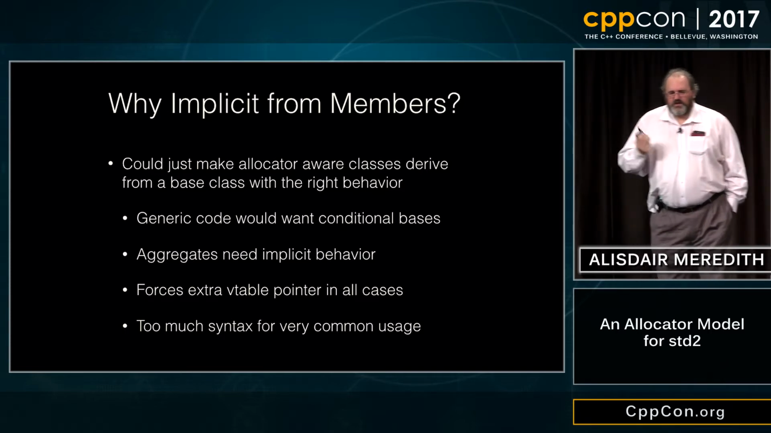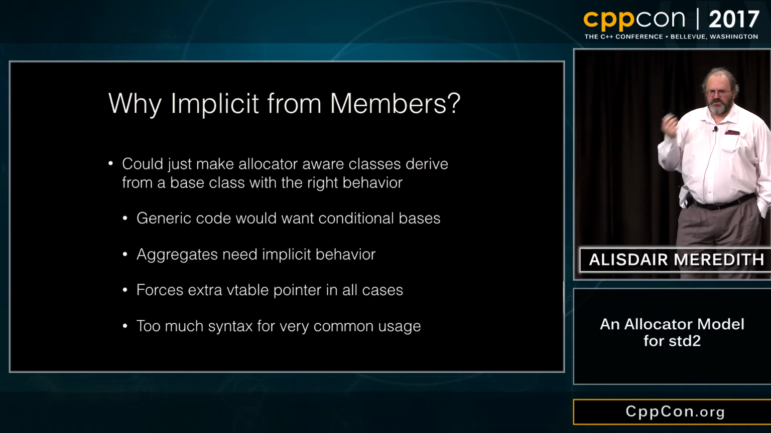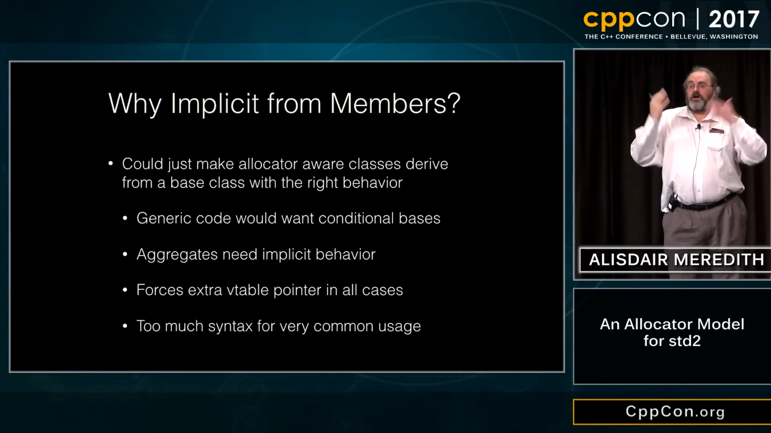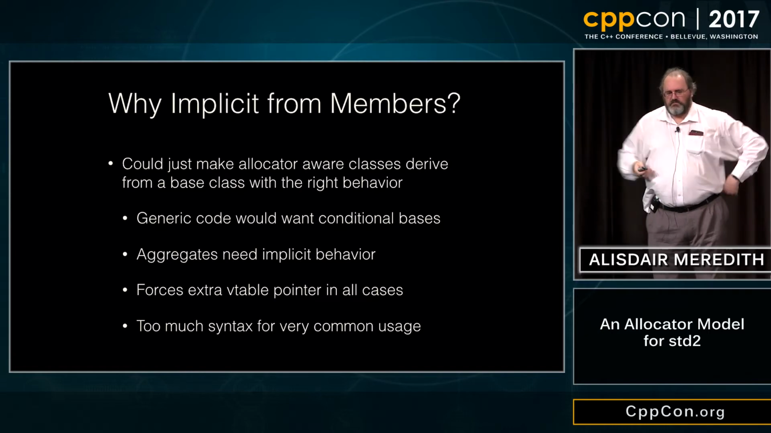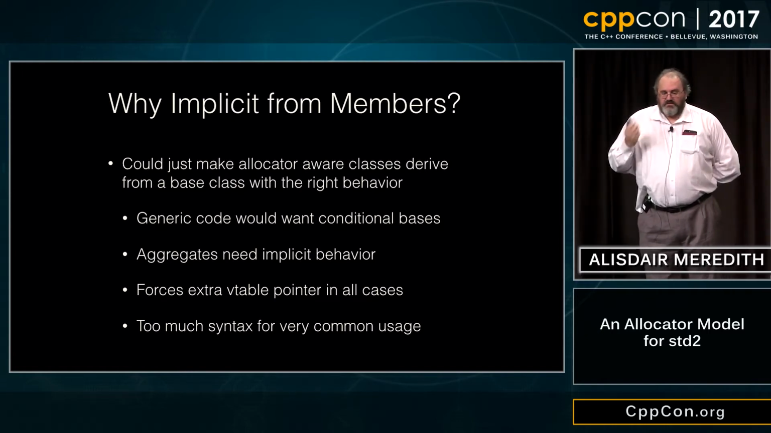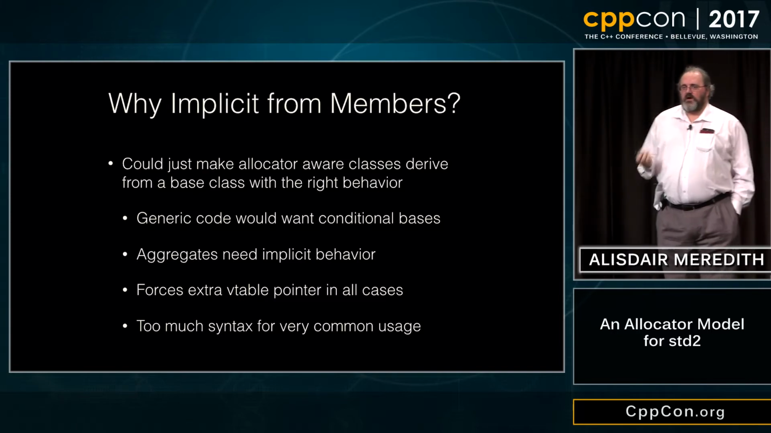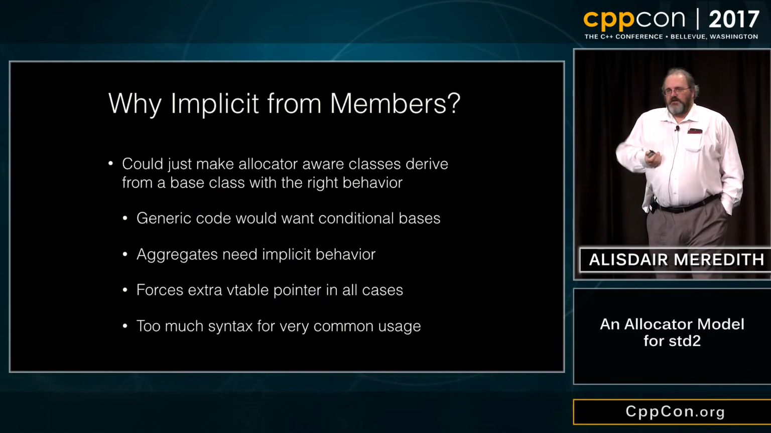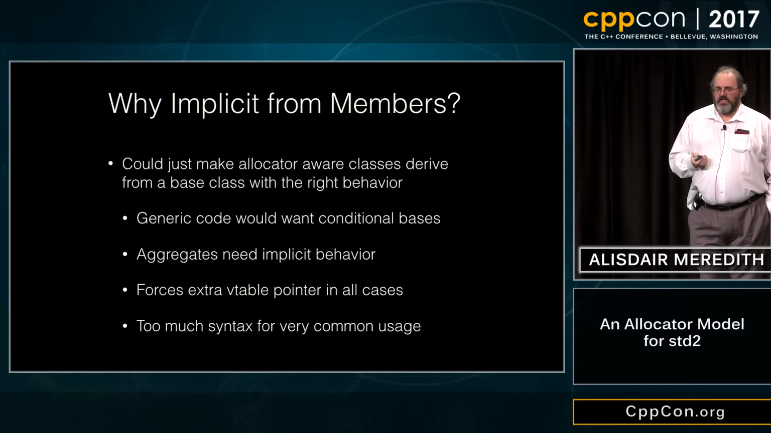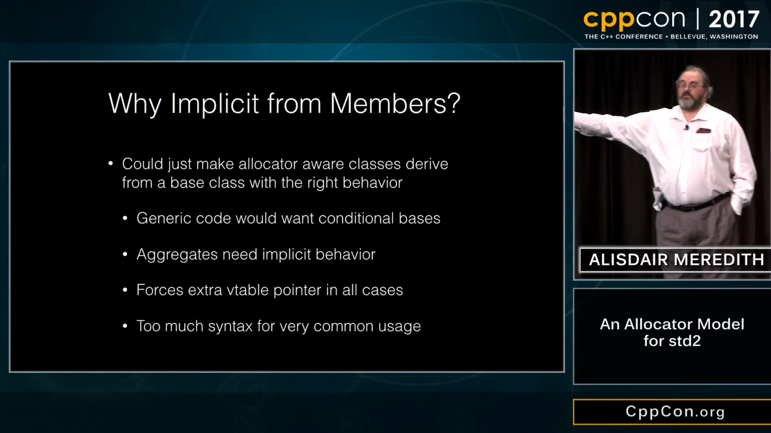Why is it important that we have this property for members as well as bases? Well, for generic code, I don't want to have to conditionally derive from something if I tried implementing it through some kind of base class type mechanism. But fundamentally, for aggregates, we know we can't solve this problem if I have to introduce a facility that means my type's no longer an aggregate. I can't solve native arrays at all this way.